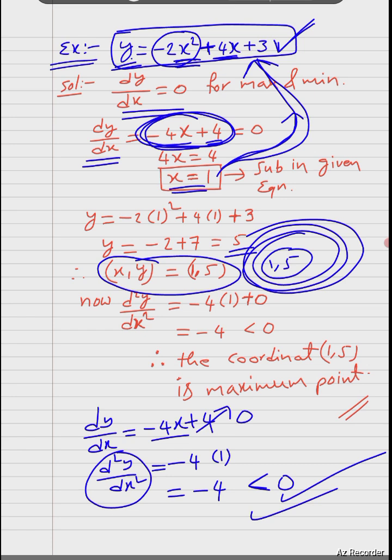Now this is the end of basic differentiation we require for physics. Okay, that's it for the day.